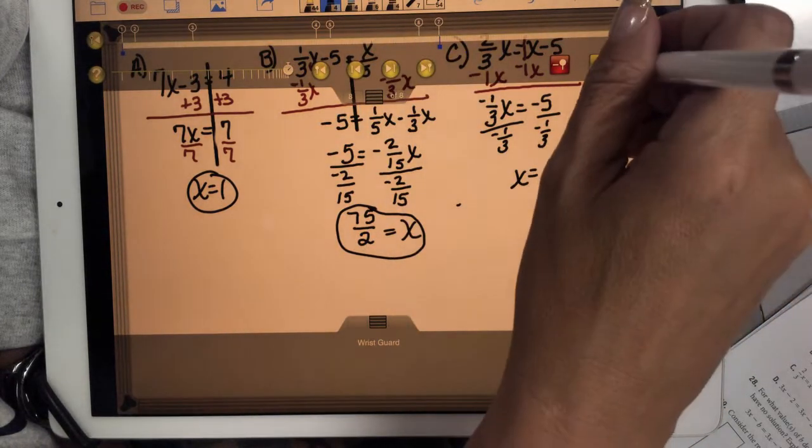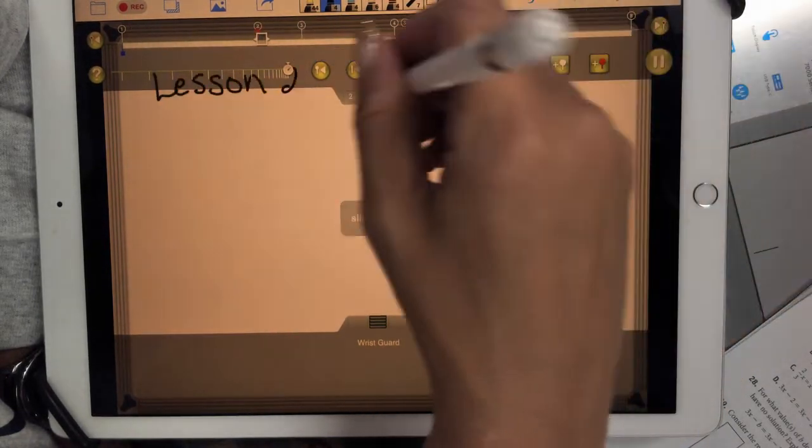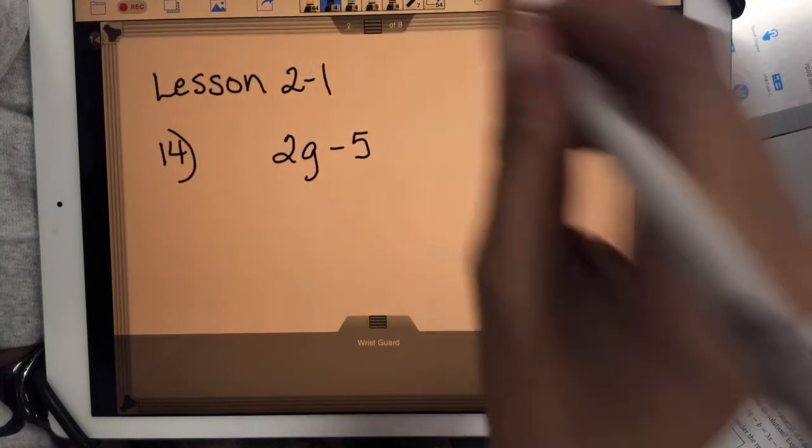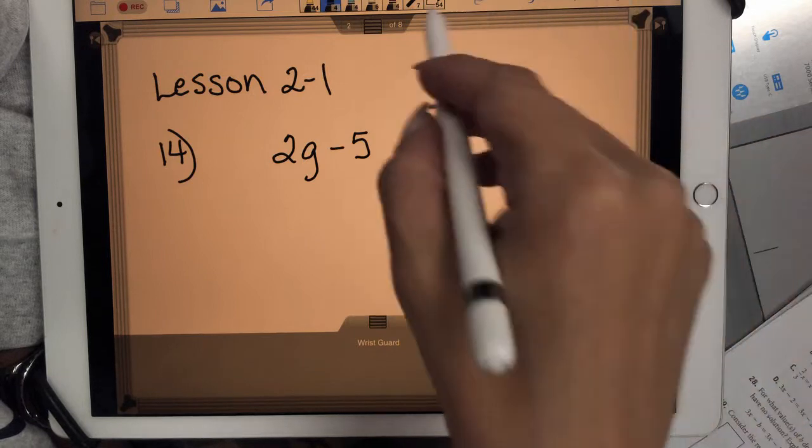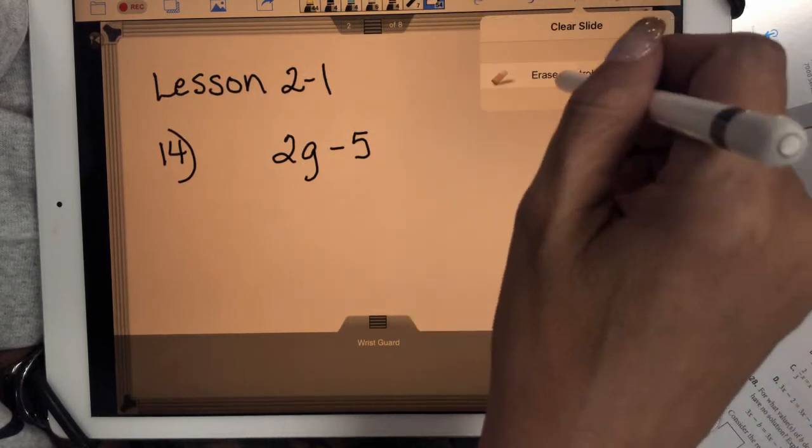Okay, hold on. It doesn't want to add a slide. There we go. Oh, I thought it was going to put the thing on there. It didn't. That's okay.